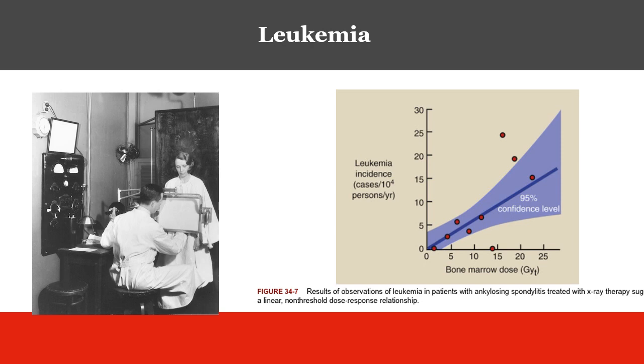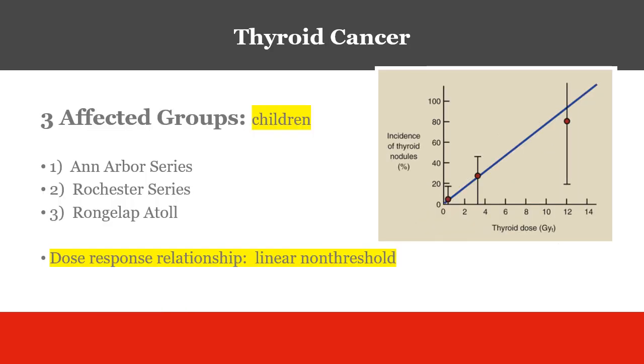Leukemia also was prevalent amongst patients with ankylosing spondylitis who were treated with radiation therapy, and they found that they had that linear non-threshold dose-response relationship.